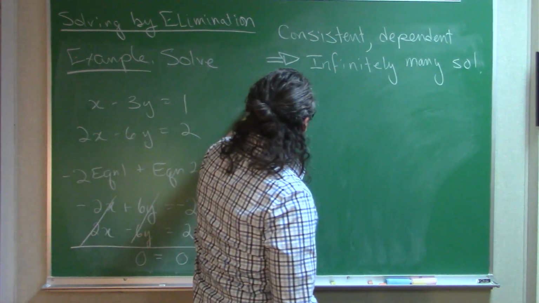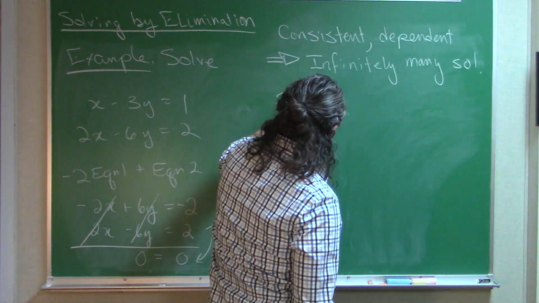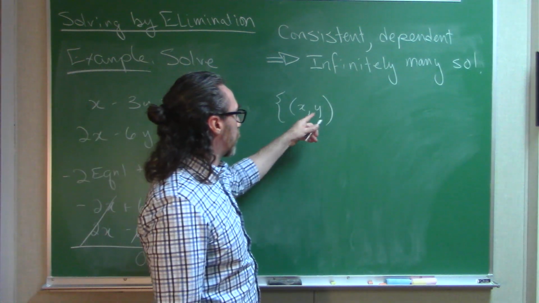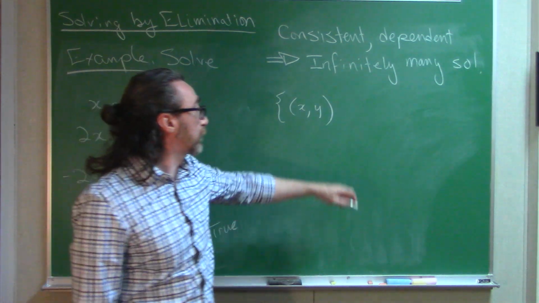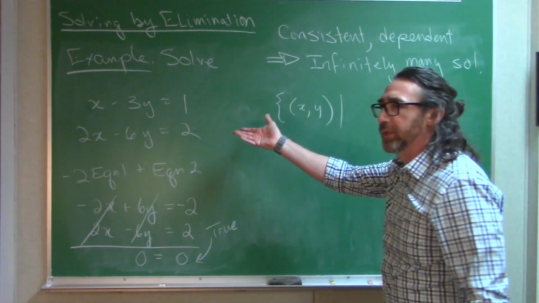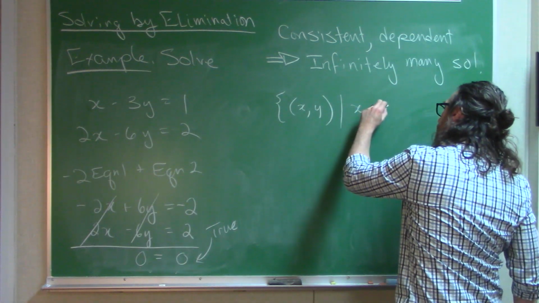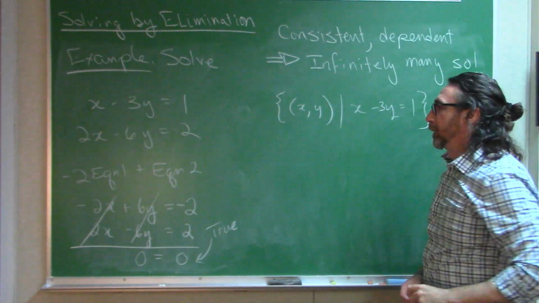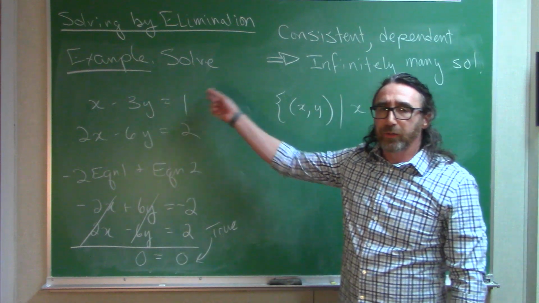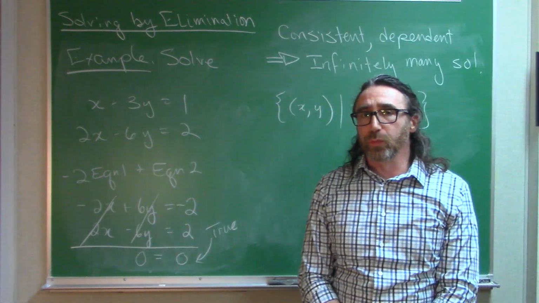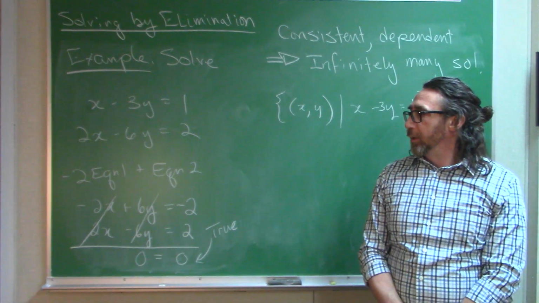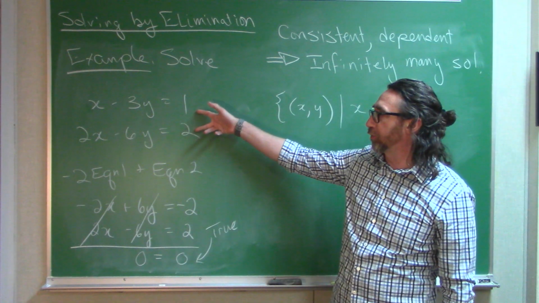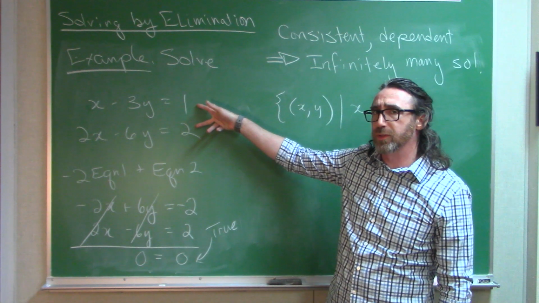Okay, the way our textbook writes the solution set in cases like this is we're talking about the set of all pairs of numbers x, y, and then you just take one of the equations, typically the first one. All pairs of numbers x, y such that x minus 3y equals 1. Okay? And the reason being is that these are actually just two different versions of the same equation.